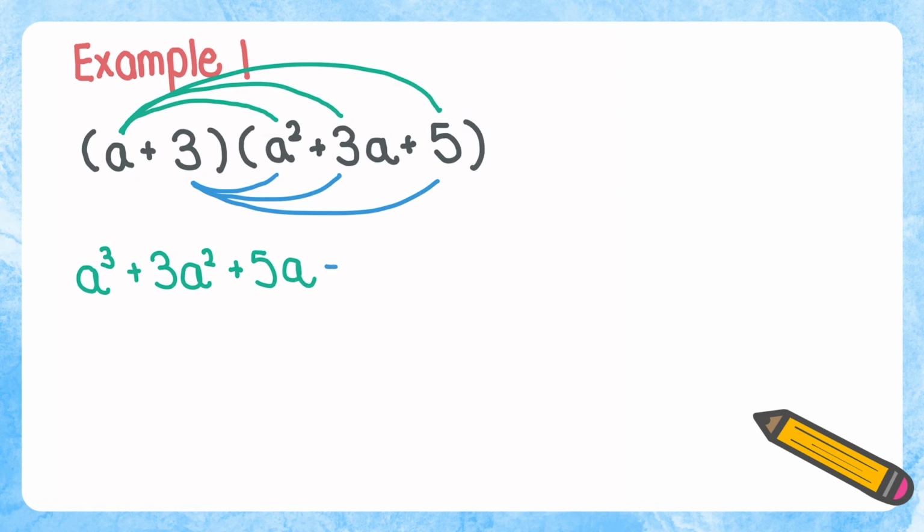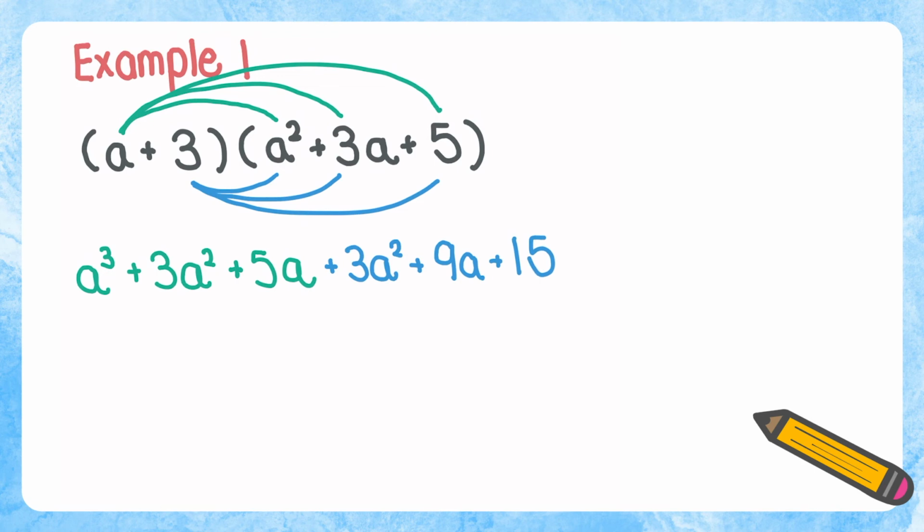And then all that blue stuff. So 3 times a squared is 3a squared. 3 times 3a is 9a. And 3 times 5 is 15.